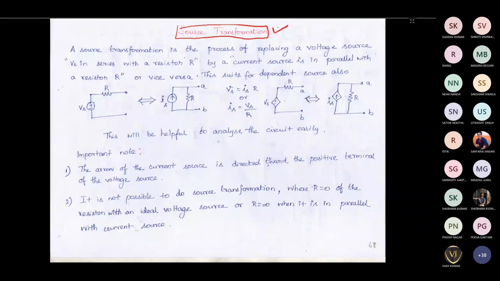Consider that you have a voltage source with a resistor in series like this. That can be replaced with a current source with a resistor in parallel. You can do this interchange: when a voltage source is connected in series with a resistor, it can be replaced with a current source with a resistor in parallel like this. This is called source transformation.